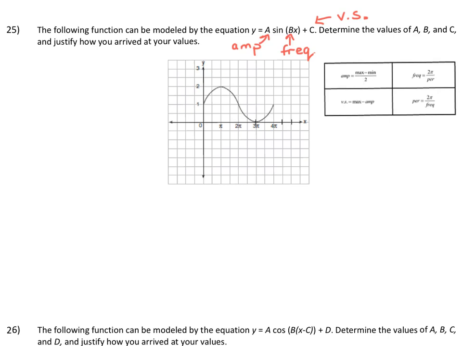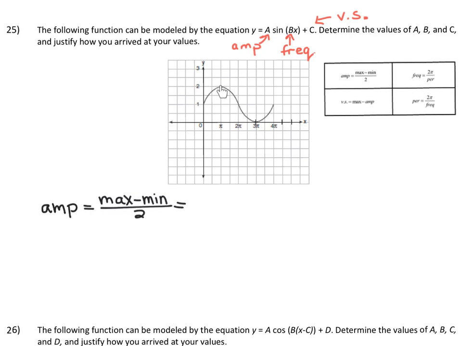Amplitude equals, let's write it down. The more you write something, the easier it is to remember, right? So the amplitude is equal to the maximum minus the minimum over 2. All right, so let's look at our graph.